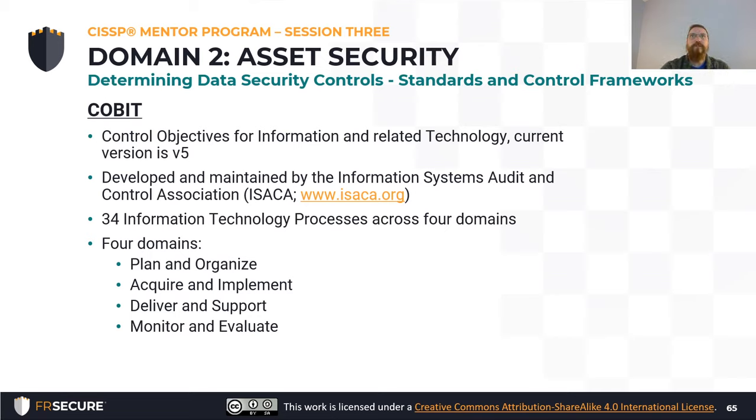COBIT, this is out of ISACA, so the same people that do the CISM, CISA, some of those other certifications. Control Objectives for Information and Related Technology. This is really more focused on IT, not information security as a whole. But you'll need to know 34 information technology processes across four domains. They're going to say, what is the control framework that has 34 information technology processes across four domains? You'll need to know that that's COBIT.